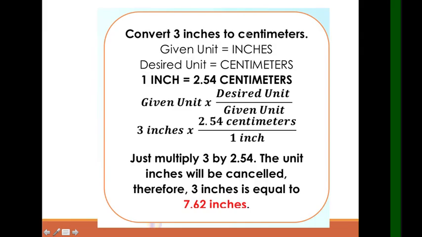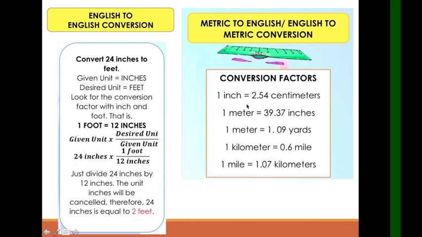Ngayon, magbigay tayo ng example like this one. Convert 3 inches to centimeters. So, ang ating given unit ay 3 inches. Ang desired unit natin ay centimeter. Okay, so, tignan muna natin ulit yung equivalent ng inches at centimeter. So, ang alam natin, 1 inch is equivalent to 2.54 centimeters. Okay, so inch to centimeter, meron naman silang conversion. Okay, kung kilometer to mile, meron din siyang conversion.